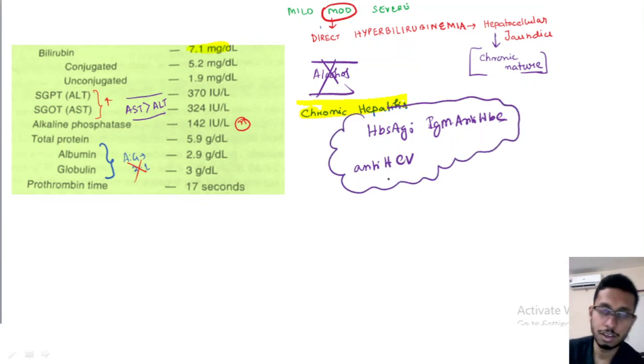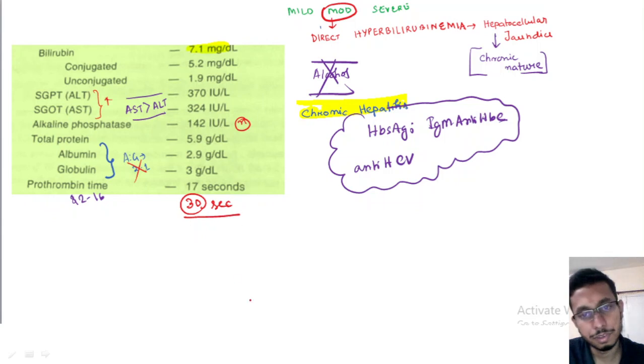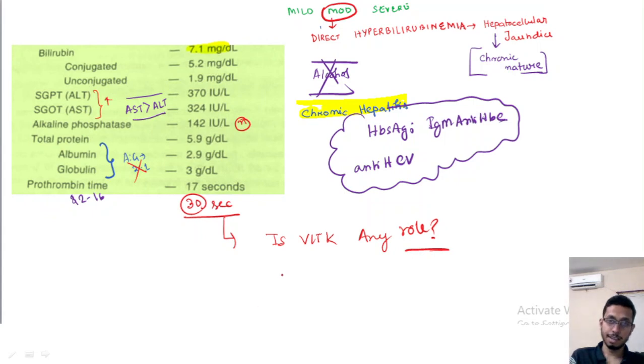Okay. So if I add a point: prothrombin time normal value is around 12 to 16. So 17 is mild range. For example, if prothrombin time in this above example was 30, the question is, does vitamin K have any role? Yes, this is the question. Let's find out the answer whether vitamin K has any role in this following chart.